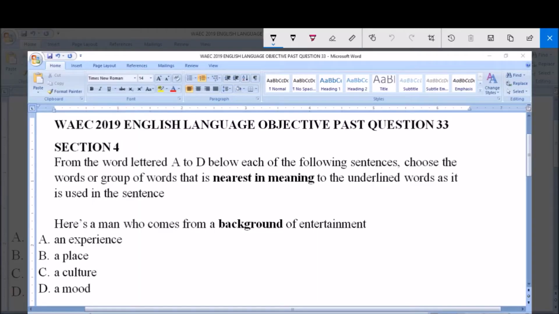Hello, I'm going to be answering the WAEC 2019 English Language Objective Past Question 23 under Section 4. Now the instruction says, from the words lettered A to D below each of the following sentences, choose the words or group of words that is nearest in meaning to the underlined words as is used in the sentence. The sentence is, here's a man who comes from a background of entertainment, and the underlined word is background.